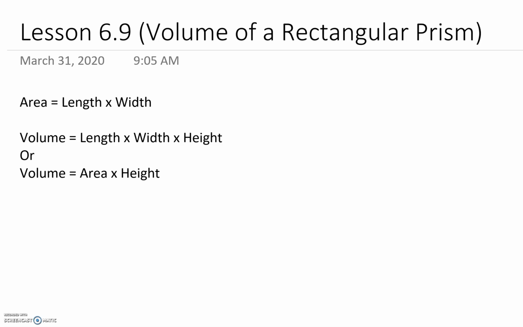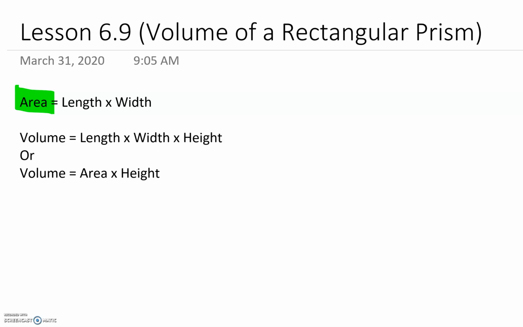Alright, so first of all, if you haven't seen my lesson on area, then please go watch that, as that is definitely a prerequisite to volume. You need to know area first, and then you can learn about volume. So area is equal to length times width. When we're talking about rectangles or squares, area equals length times width.